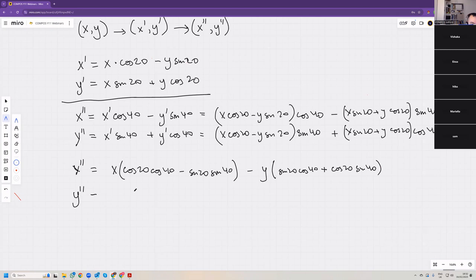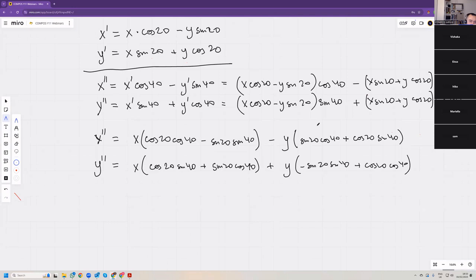Y double dash is x open bracket cos 20. I'm just opening the brackets and rearranging. Cos 20 sine 40 plus sine 20 cos 40, plus y, minus sine 20 sine 40 plus cos 20 cos 40.